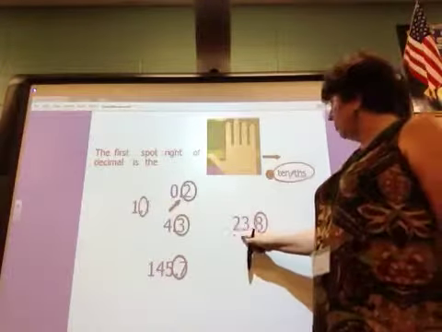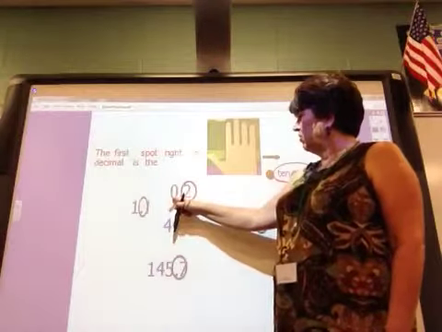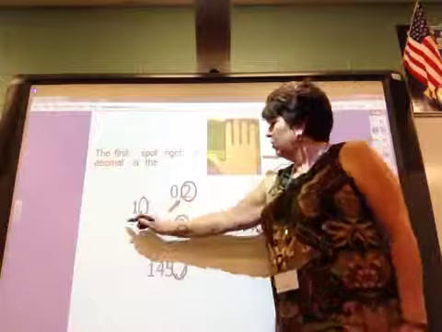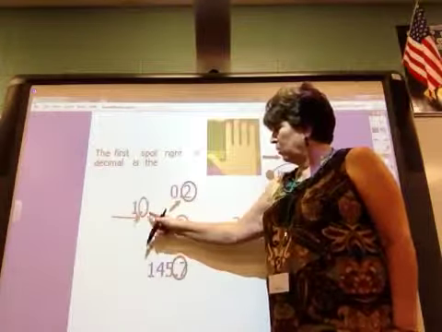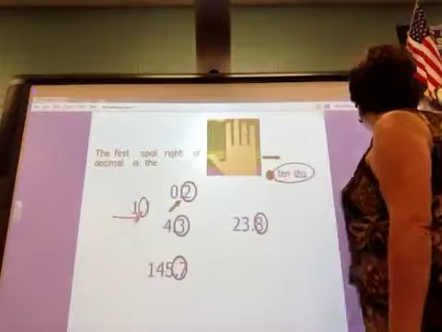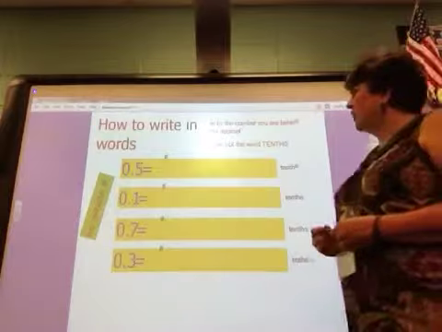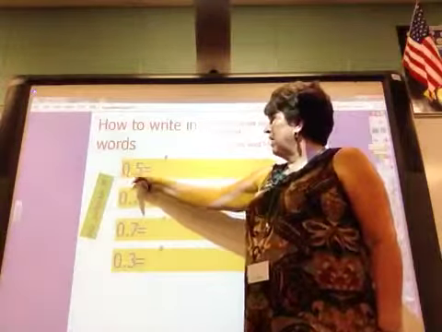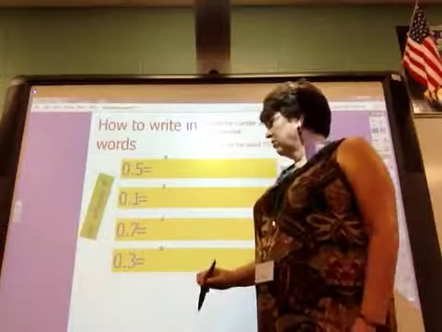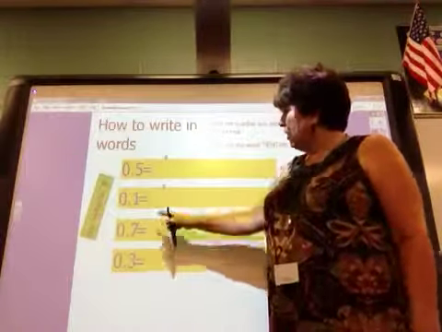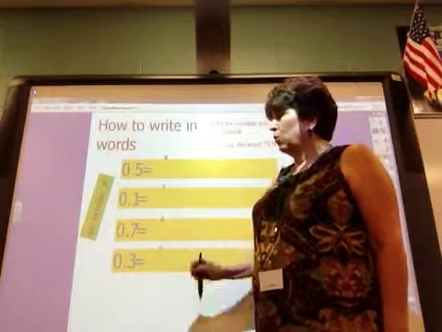So this would be 23 and 8 tenths. This would just be 0 and 8 tenths. Read till you get to the place value. That's 1 and 1/10, and so on. Now how we write these in words, again, this would be 0 and 5 tenths, 0 and 1/10. And if you'll pause the tape here and go ahead and write these two as words using tenths.